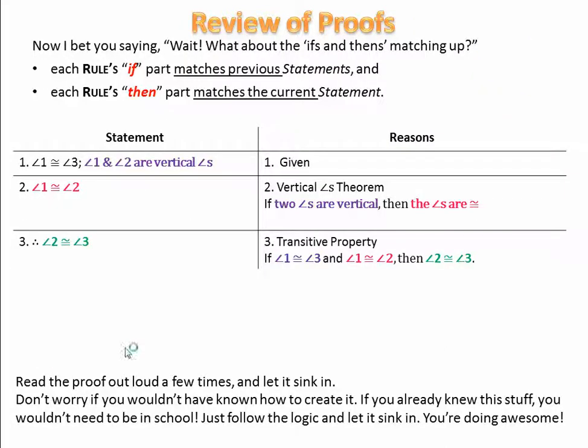Now, what I did on this next slide was show you how the if-then works in the proof. I already told you about the second reason. It says if two angles are vertical, then the angles are congruent. You can look at the transitive property in reason 3, and it says if angle 1 is congruent to angle 3, and angle 1 is congruent to angle 2, and see how I pulled those from statements 1 and 2? Okay, then angle 2 is congruent to angle 3.